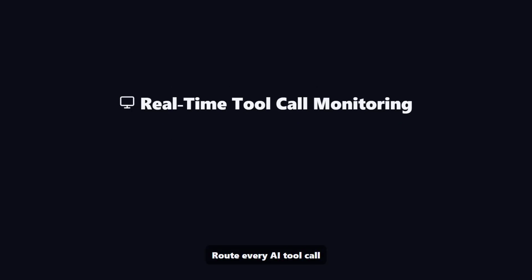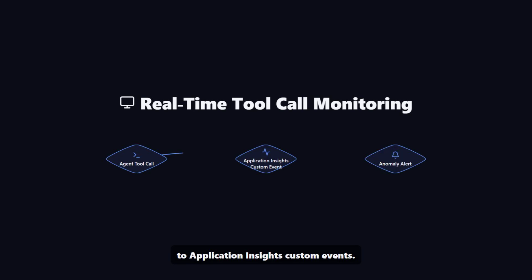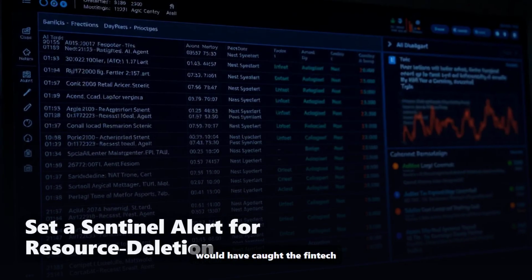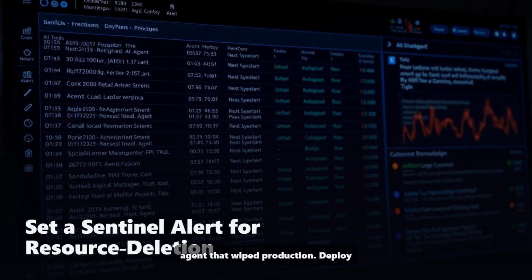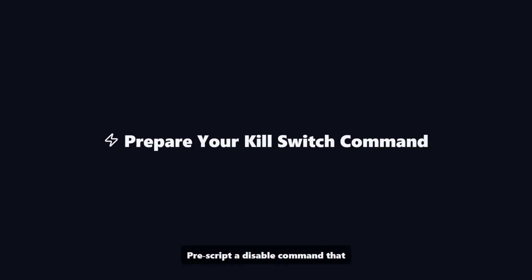Route every AI tool call to Application Insights custom events. This turns your agent's behavior into a stream you can monitor for anomalies instantly. One alert on resource group deletion would have caught the fintech agent that wiped production. Deploy an Azure Monitor Alert rule to watch for delete resource group events. Set it up now. Prescript a disable command that instantly revokes the agent's service principal.